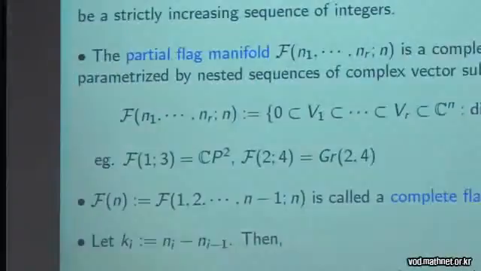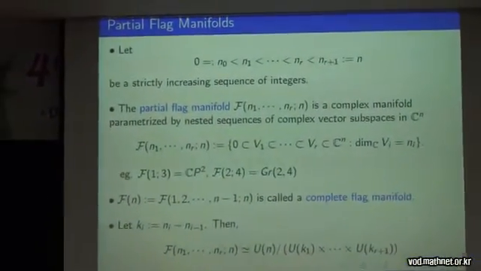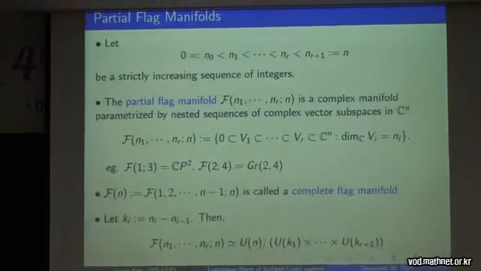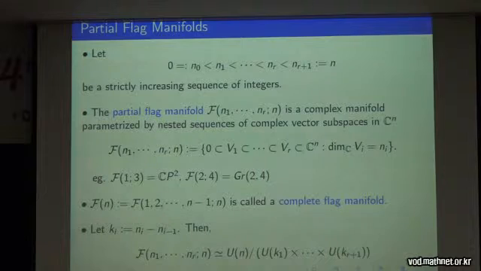So first, let's talk about our playground, the partial flag manifold. Let n be a strictly increasing sequence of integers. Then the partial flag manifold is a complex manifold. It's parameterized by nested sequences of complex vector spaces whose dimensions are the given prescribed sequence. So for example, let's think about F(1,3). That's the complex one-dimensional subspaces in C^3. So that's just CP^2.